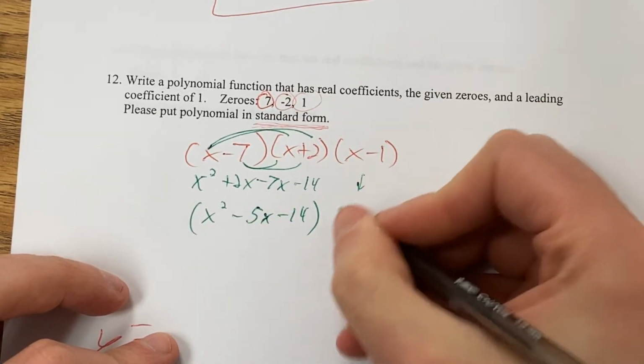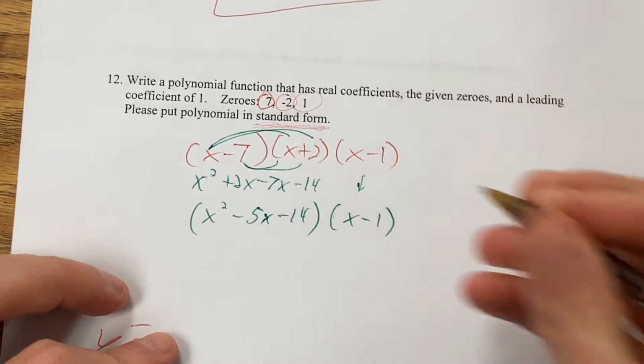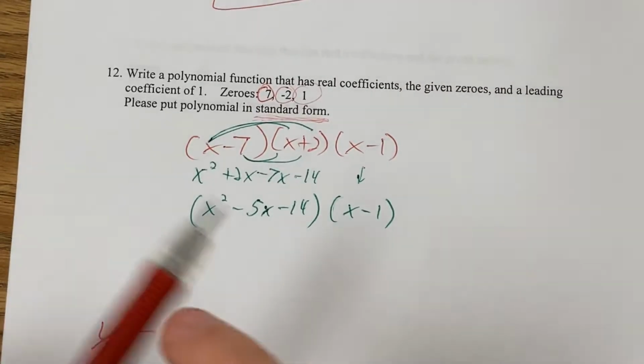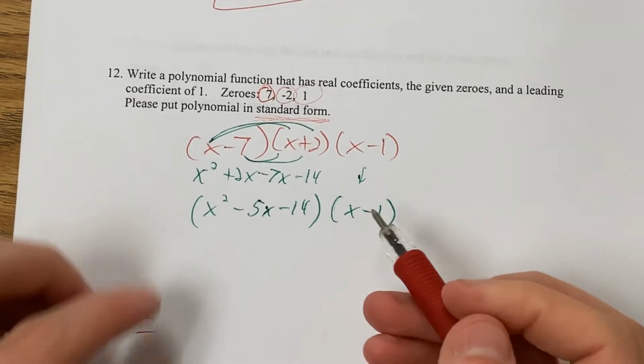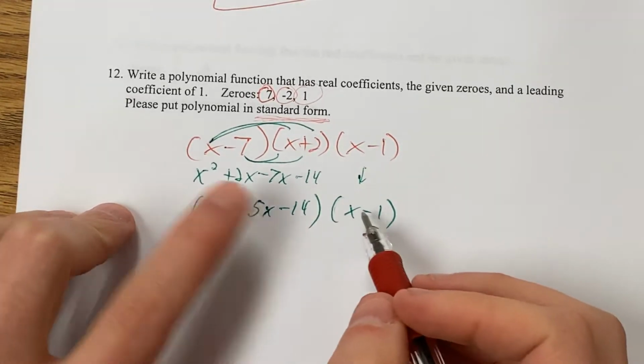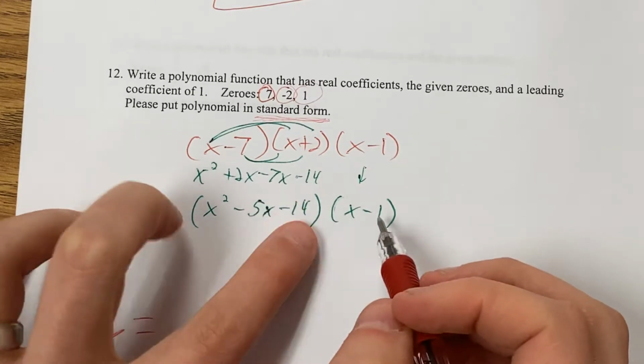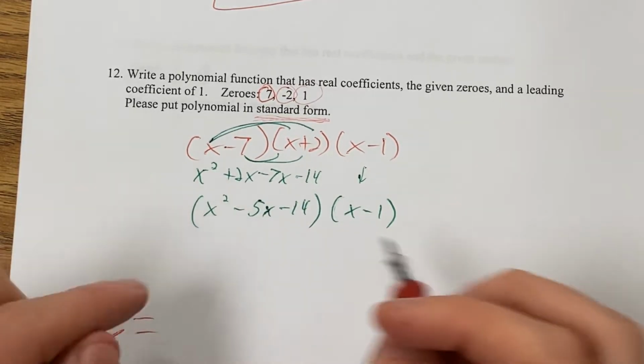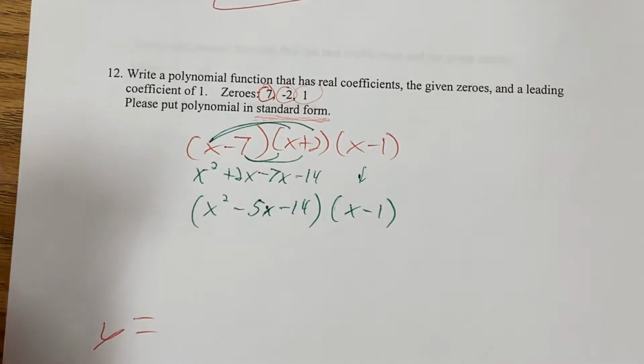And then that x minus 1 can come down. So that's foiling the first part. You then have to FOIL it again, this one to that one. And it's just x squared times both, negative 5x times both, and negative 14 times both. So I recommend pausing, seeing if you can get it, and then coming back and seeing.